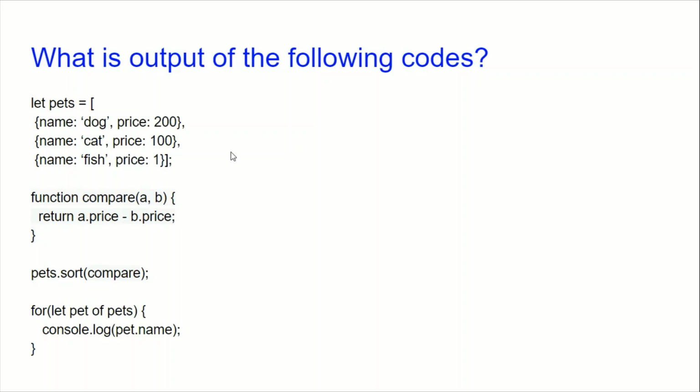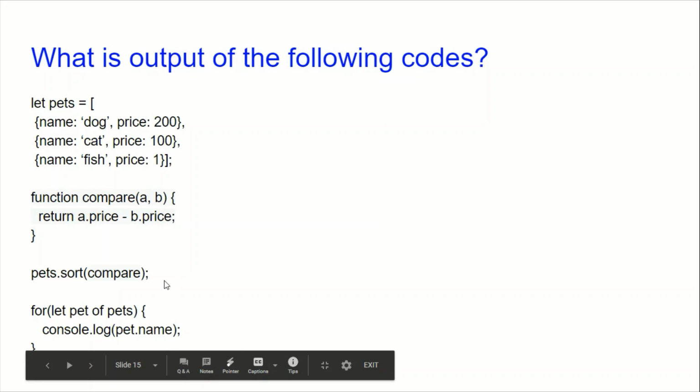What is the output for the following code? So here, we declare an array with two properties, name and price. And then we define our own compare function, a.price minus b.price. Basically, it makes the compare function based on the price. And then we sort based on this compare function. So it will sort the pets by their price. And then we print out their names. So this should be fish, cat, dog.